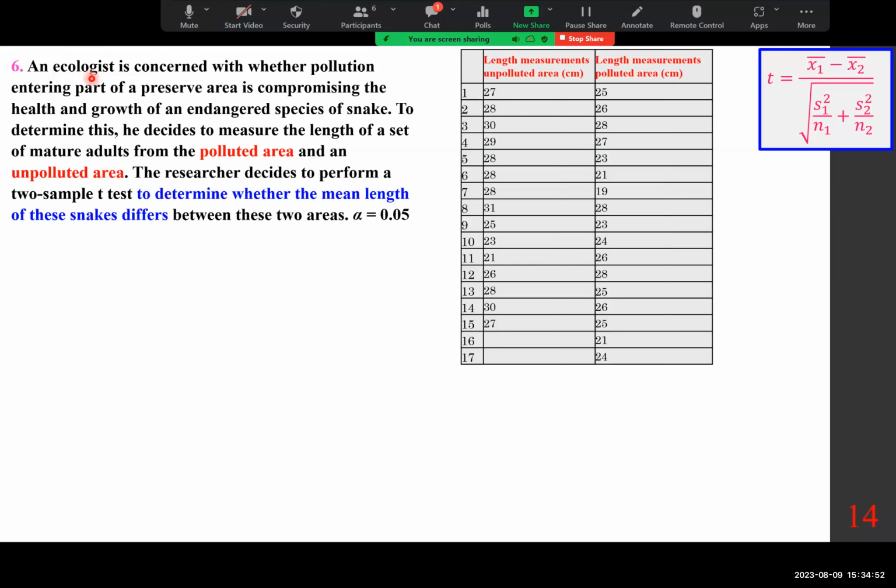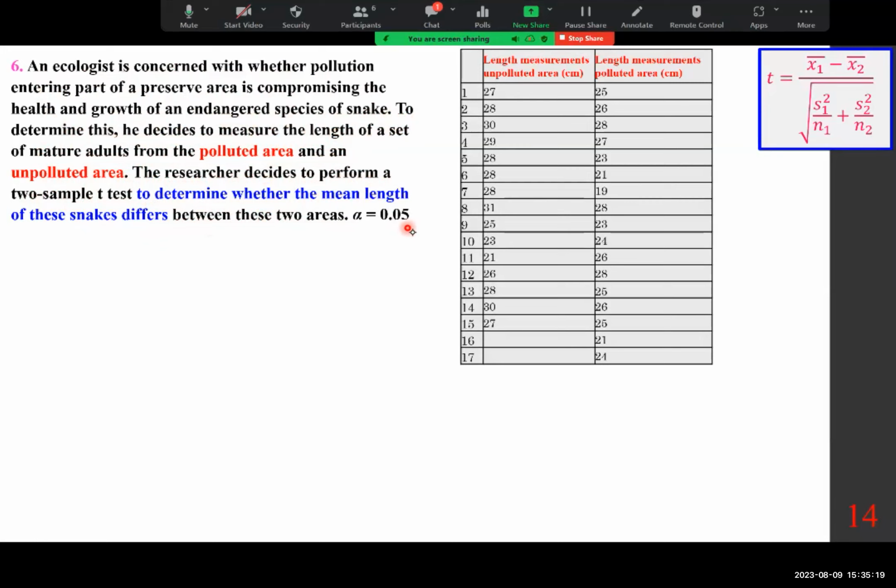An ecologist is concerned with whether pollution entering part of a preserve area is compromising the health and growth of an endangered species of snake. To determine this, he decides to measure the length of a set of mature adults from the polluted area and an unpolluted area. The researcher decides to perform a two-sample t-test to determine whether the mean length of these snakes differs between these two areas, alpha equals 0.05.